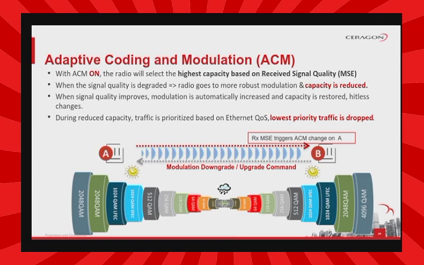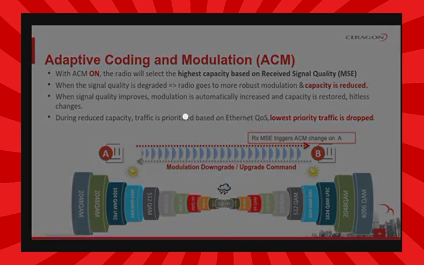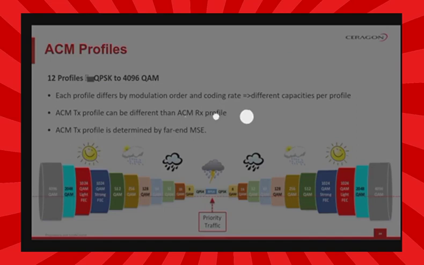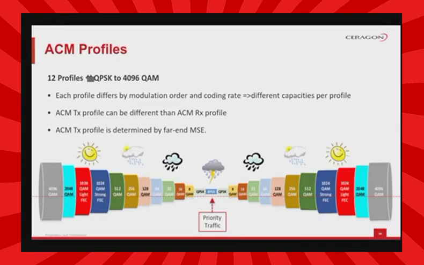When signal quality improves, the modulation is automatically increased and capacity is restored. The capacity changes are hitless, without errors being introduced. An ACM radio script is constructed of a set of modulation profiles. Each profile is defined by a modulation order and a coding rate, and defines the profile's capacity in bits per second. When an ACM script is activated, the system automatically chooses which profile to use according to the channel transmission conditions. The ACM transmit profile can be different from the ACM received profile.